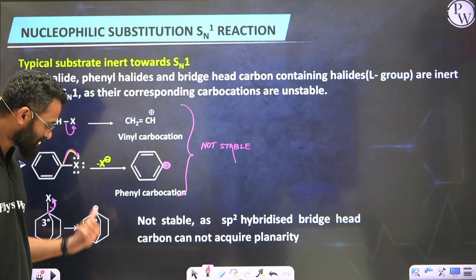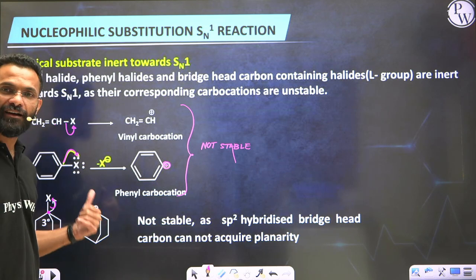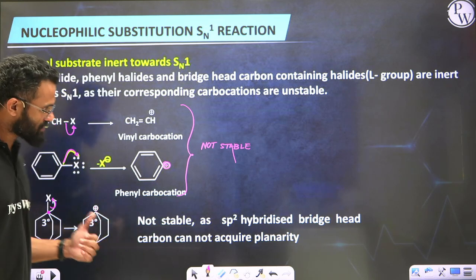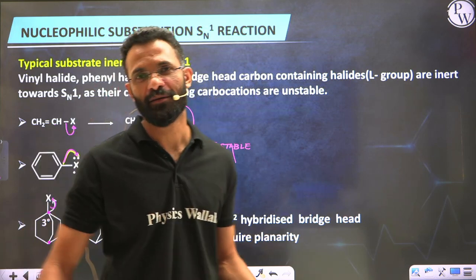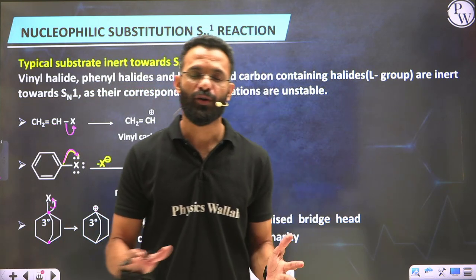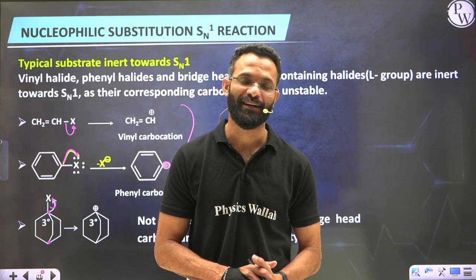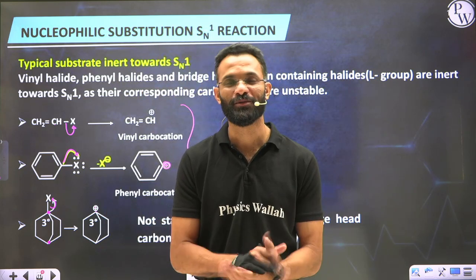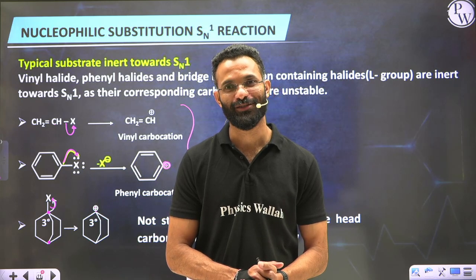Hence, such a carbocation at the bridgehead carbon is highly unstable, just like vinyl halide and phenyl halide, which form highly unstable corresponding carbocations. Such substrates will not undergo unimolecular nucleophilic substitution reaction. So dear students, that was all about SN1 type of mechanism.